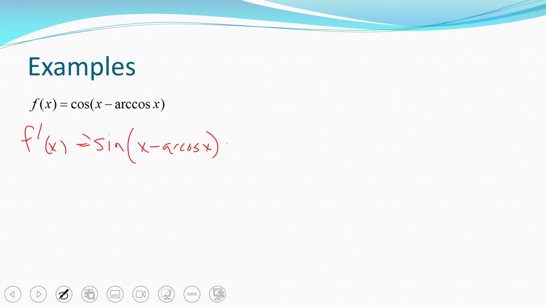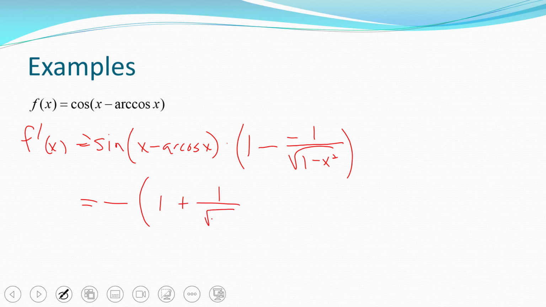I then multiply that by the derivative of the angle in terms of x. So the derivative of x minus the arc cotangent would then be the derivative of x, which is 1, minus the derivative of the arc cotangent, which is a negative 1 over a square root of 1 minus x squared. Just cleaning that up, I'd have a minus 1 plus 1 over the square root of 1 minus x squared times the sine of x minus the arc cosine of x. And that's the answer. That's the derivative.